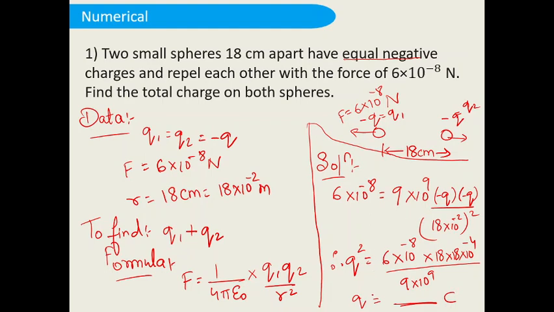Obviously the Q value should be negative, and if you want to find Q1 plus Q2, then Q1 plus Q2 is nothing but minus Q minus Q, that is minus 2Q. Q value you have already calculated, just multiply by minus 2 and you will get the total charge on both the spheres. So this is your homework. Please do these calculations, and do message me if you are having problems in the calculations.